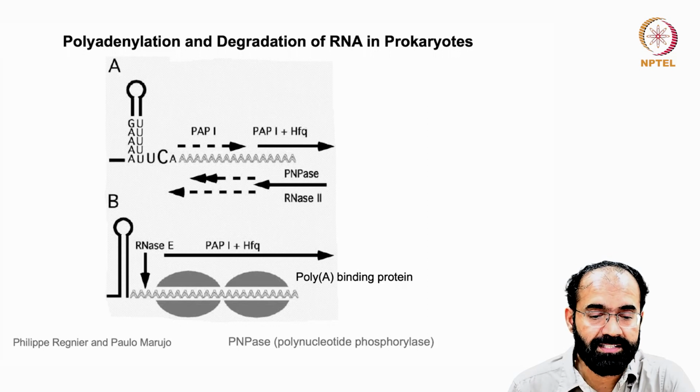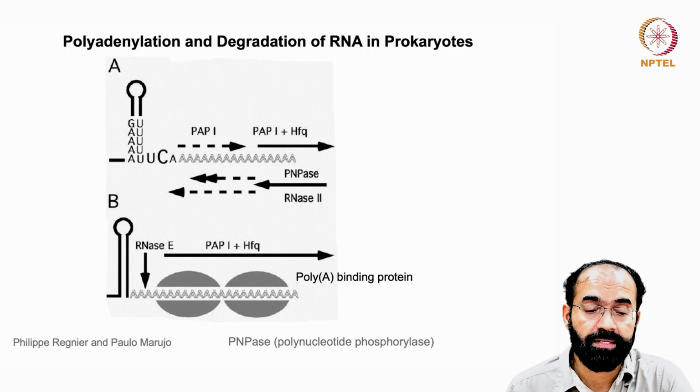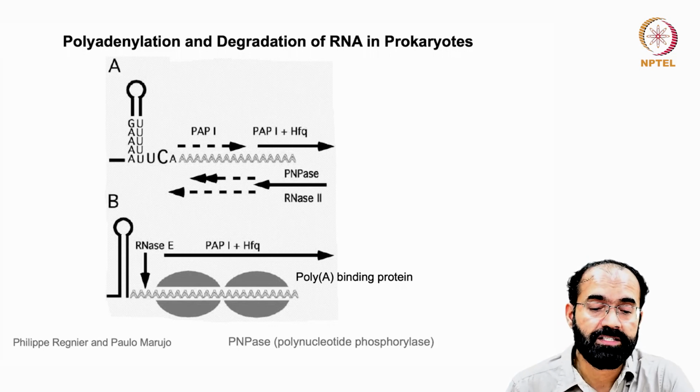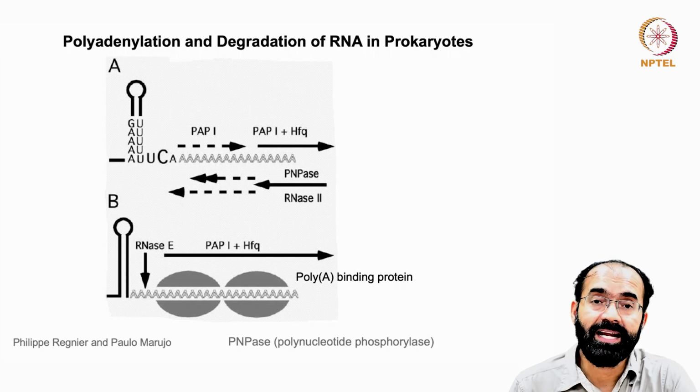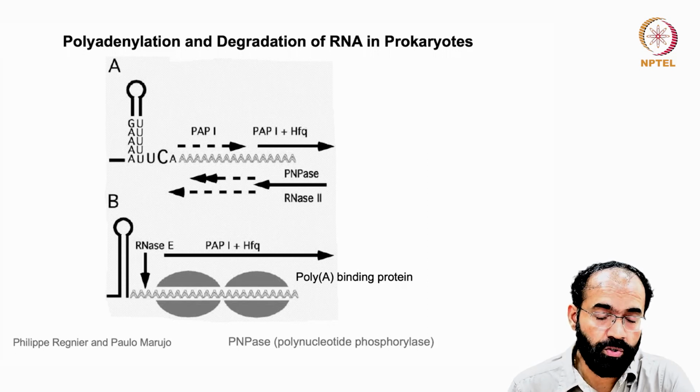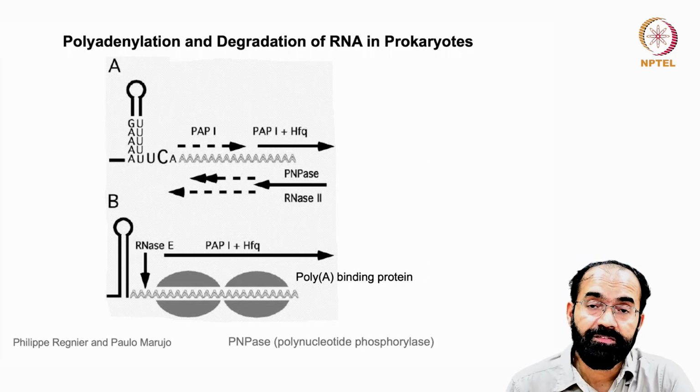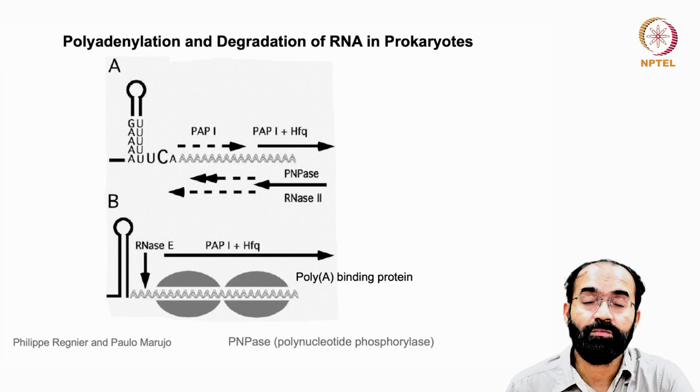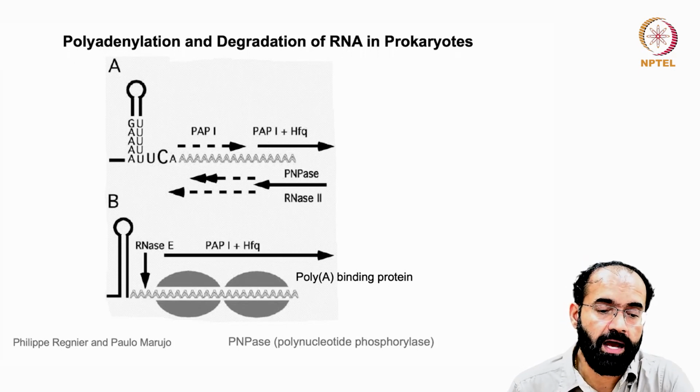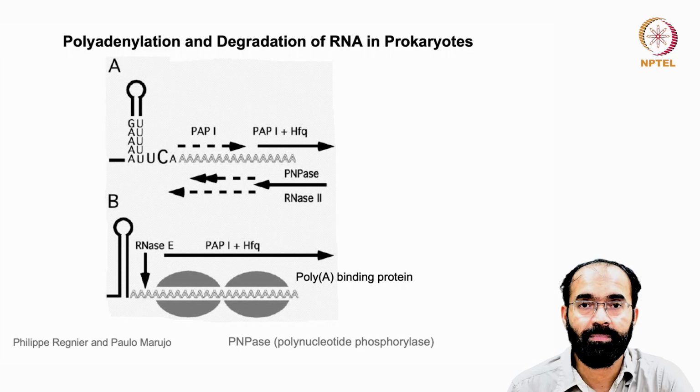And we should also understand this PAP1 HFQ can bind onto the polyA tail, and it can influence the polyA binding protein to stay onto the polyA tail. If there is a gap where there is no polyA binding protein present, then what will happen? The exposed region are vulnerable for degradation by RNase E.